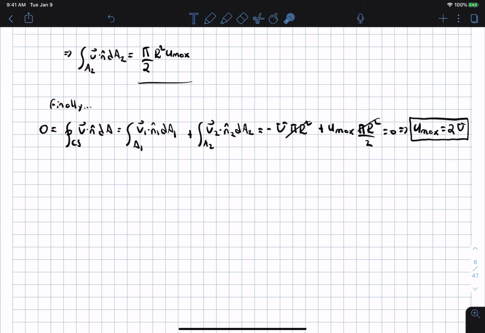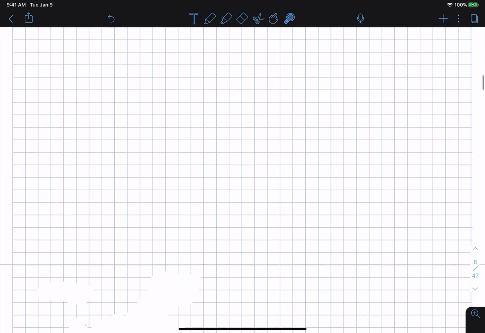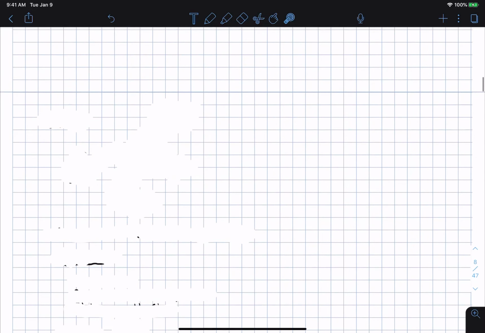So, I'm going to do one more problem to show you how to use it. Here is an example of a case where we need to apply the incompressible flow assumption in addition to using the normal conservation of mass. Okay, so here is an example.